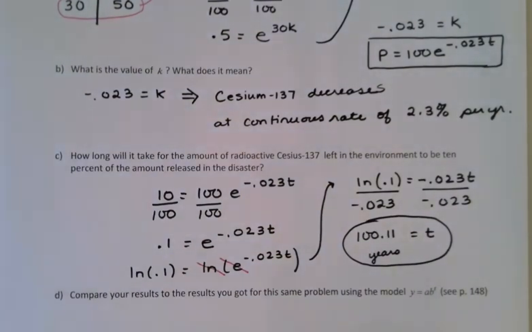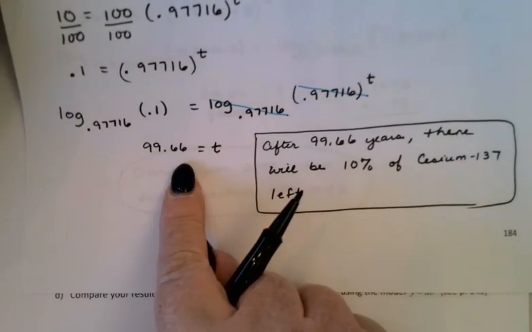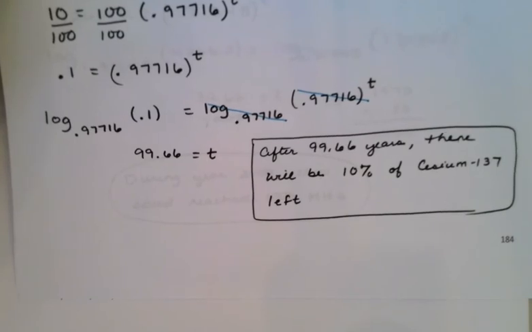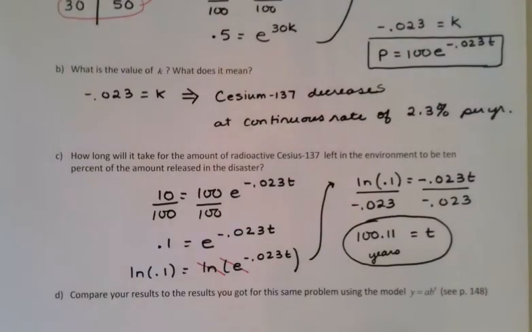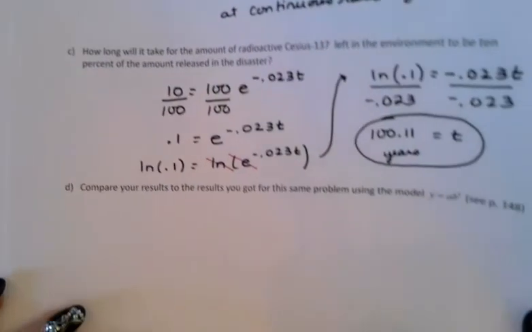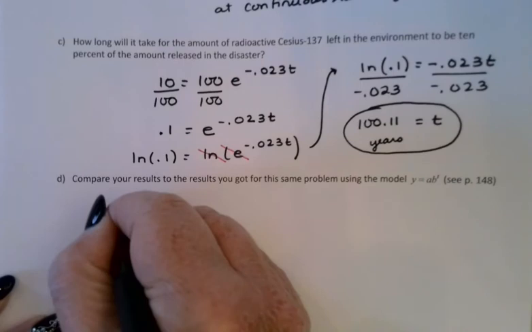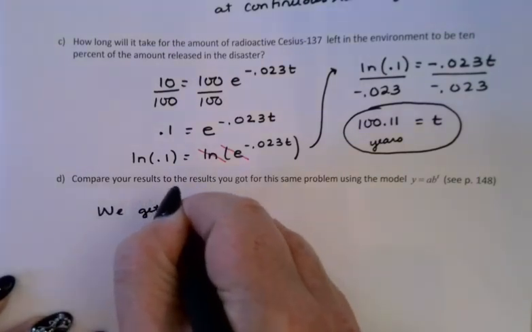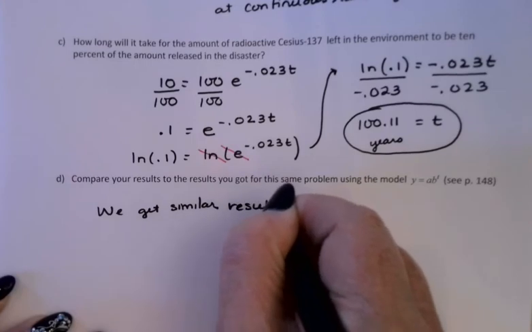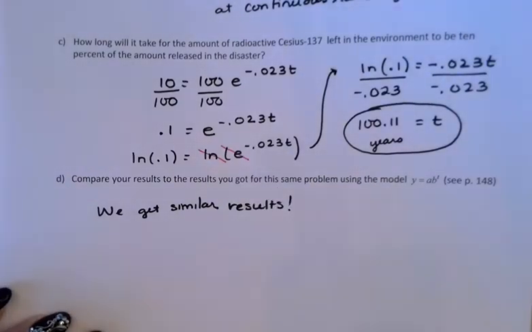Again, I'm going to remind you that last time we did this problem, we actually got just a little under 100 years. The difference here is really just the amount of round-off error that we had when we did this. All right, finally, comparing our results, we've already kind of done this. We get similar results using the two models.